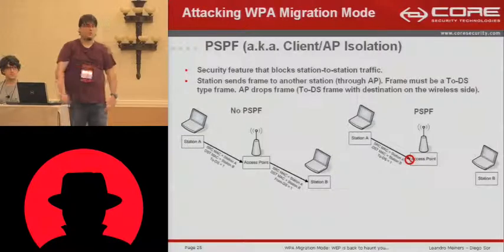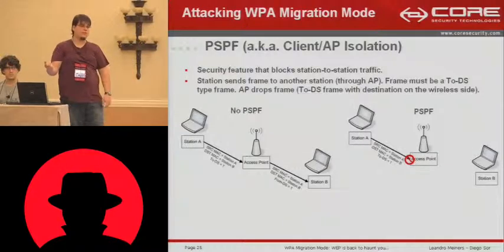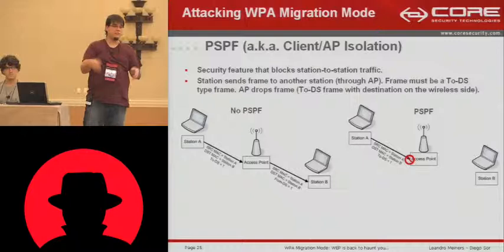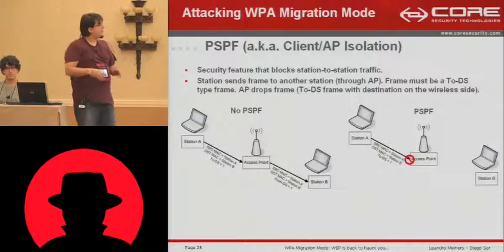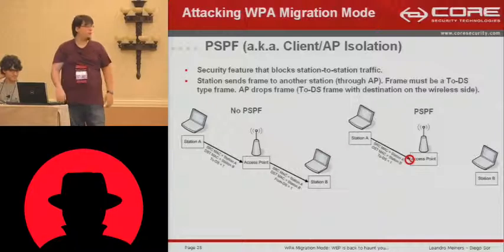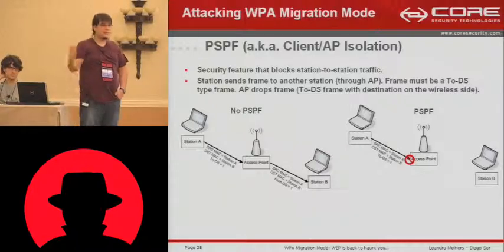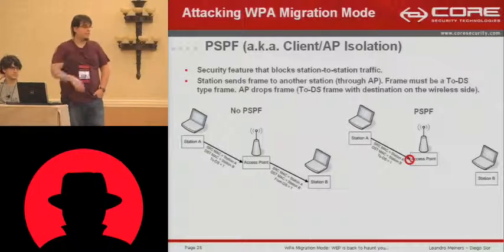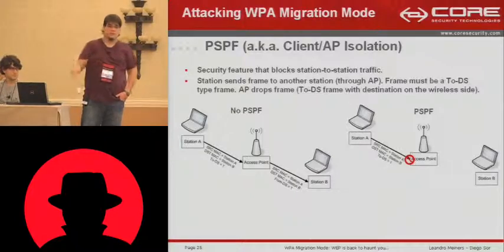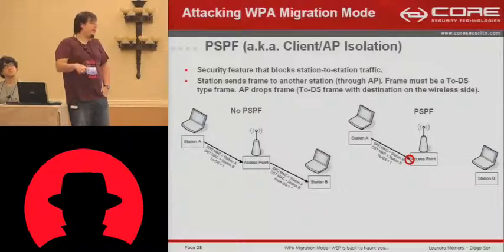Basically, on the diagram on the left, you have two stations. They can talk to each other because no PSPF is enabled. In the second case, when you try to send a frame from one station to the other, the AP drops that frame and says, this cannot be used. This feature was introduced by Cisco mainly to be used in hotspots, so that all the broadcast NetBIOS and all that stuff that everybody would be shooting around went dead.